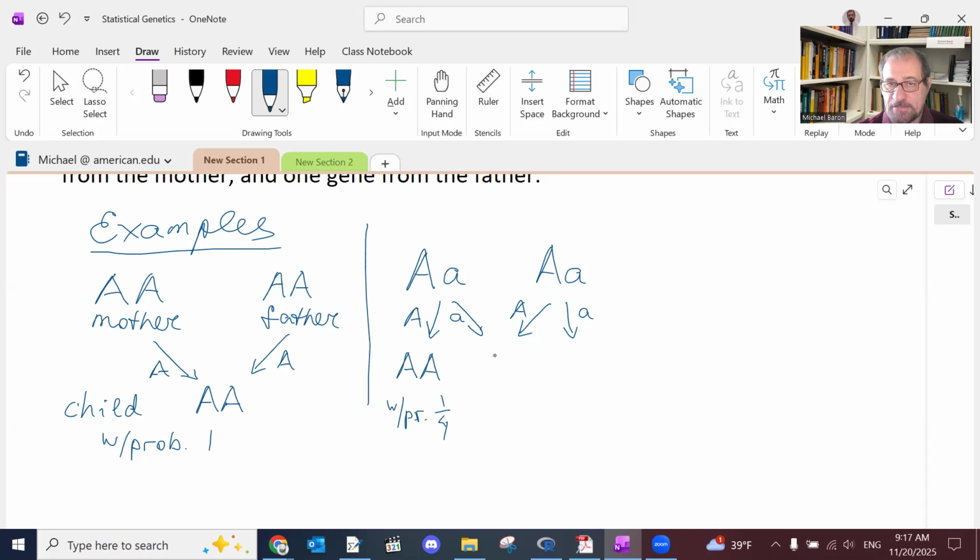The child can receive a dominant gene from the mother and recessive from the father, or vice versa. So the heterozygote will have probability 1/4 plus 1/4, which is 1/2. The most likely combination. Therefore, if you compare the hair color, what do you think?